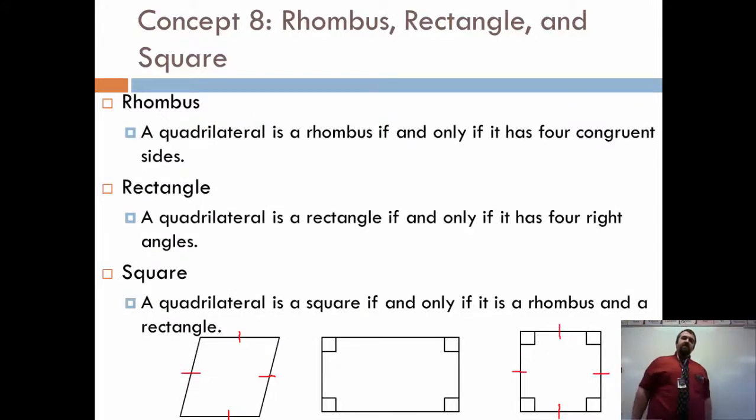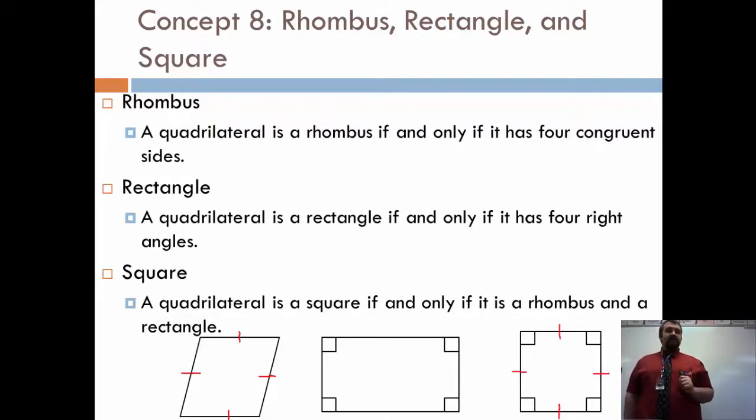And those are the first three theorems of this section. It says a quadrilateral is a rhombus if and only if it has four congruent sides. The condition of four congruent sides is the only way it will ever be a rhombus. A quadrilateral is a rectangle if and only if it has four right angles. So four right angles is the condition of it being a rectangle.